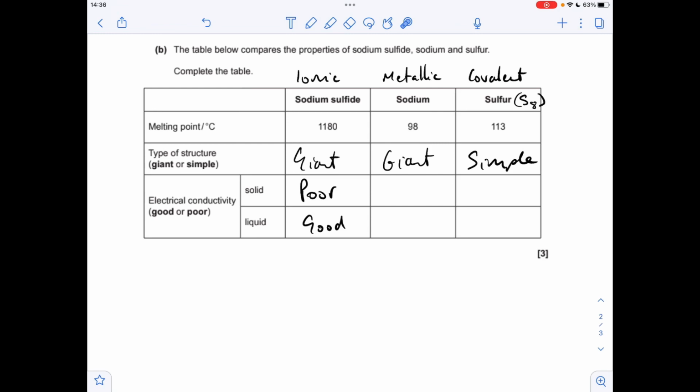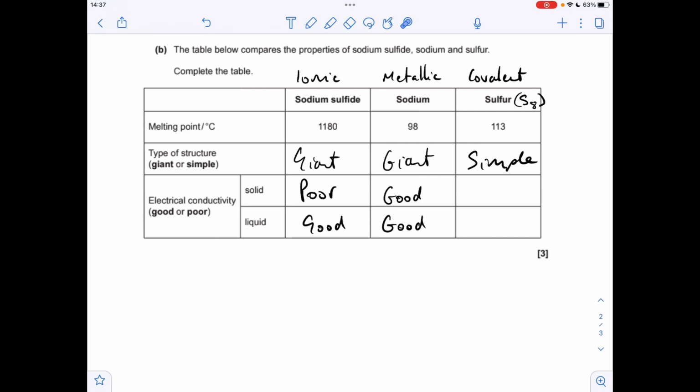Moving on to sodium, which is a typical metal. Metals have delocalized electrons in their structure. So in the solid state, those delocalized electrons can move, and likewise in the liquid state. So sodium is a good conductor in both physical states.